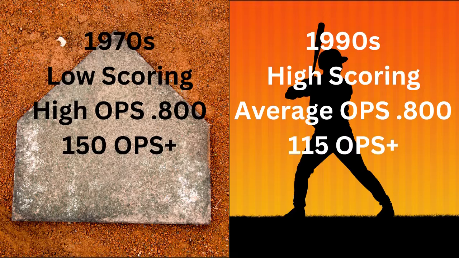In the 1990s, in particular the late 90s, early 2000s, when we had a high run scoring environment, particularly because of the steroid era, but other factors as well, a player with the .800 OPS would have an OPS plus calculated around 115 depending on ballpark factor, which is much lower. Even with the same OPS, that is dependent upon the run scoring environment.